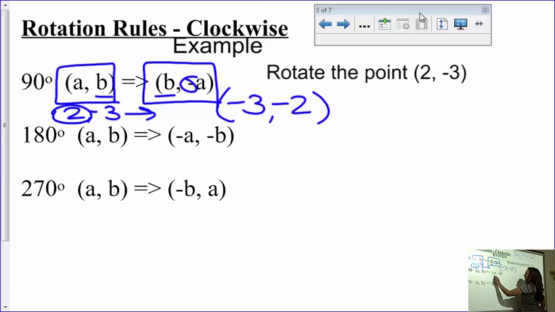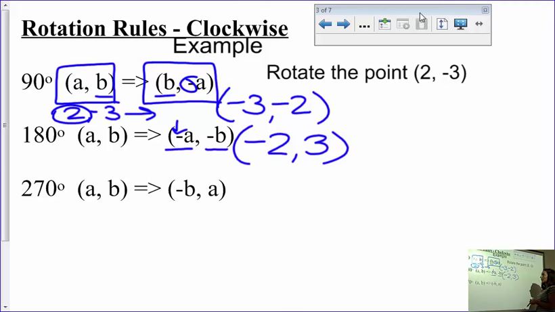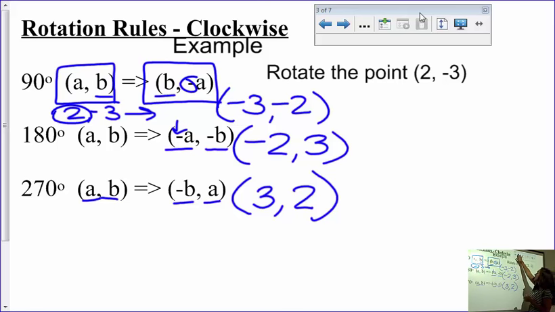For 180, if you notice, a and b stay in the same spots, but they just have a different sign. So 2 will end up being -2, and -3 will be 3. So that's a 180-degree rotation clockwise. And lastly, for a 270, if you notice, b gets switched and the sign gets switched, so 3, and then a, it does switch, but we keep the same positive negative sign. Okay, so (3, 2). So those are the rules for a clockwise rotation.